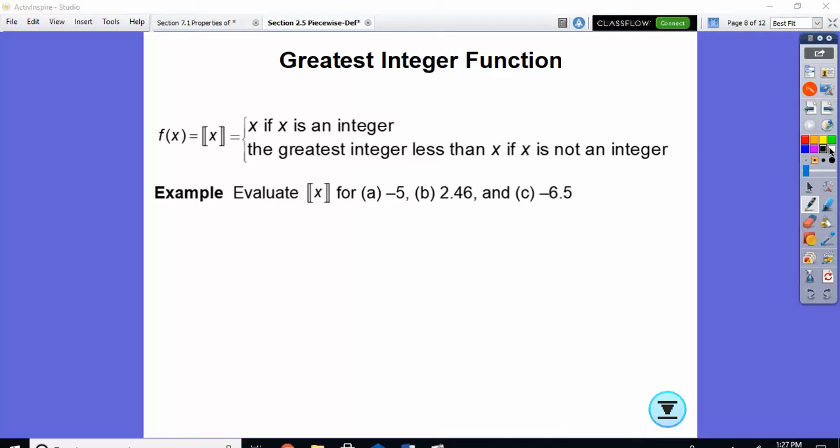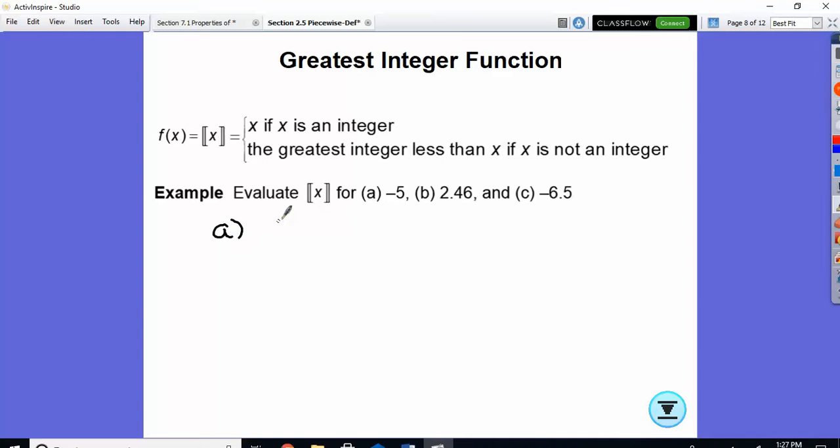So if I ask you to find, part A, the greatest integer of -5. Okay, greatest integer gives you the largest integer that is not bigger than what you put in. If you put in an integer, that is the answer you get back out. So -5 is an integer, so the answer is -5. It doesn't change.